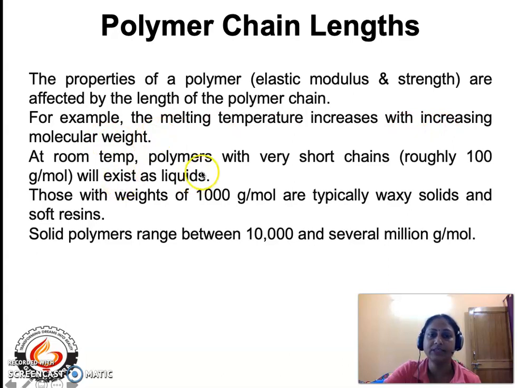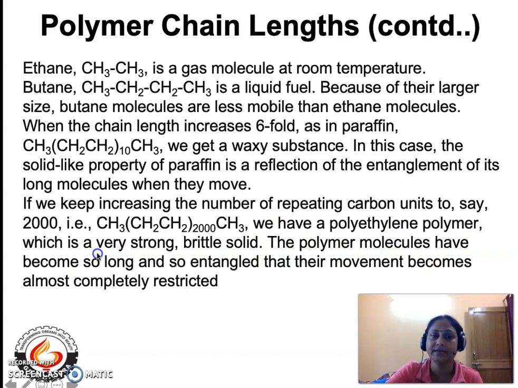At room temperature, polymers having very short chains, roughly 100 grams per mole, exist as liquids. Now when we increase the monomeric units, or increase the molecular weight to 1000 grams per mole, the polymers change their physical properties to waxy solids and soft resins. If we further increase the molecular weight to approximately 10,000 or several million grams per mole, the polymers exist exclusively in the solid state.